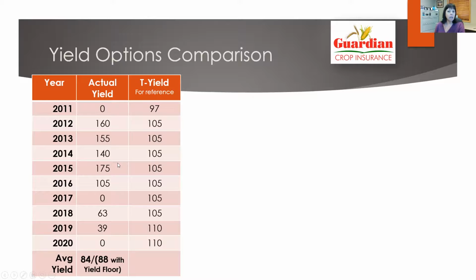Now, without any extra options, you'll see that you would have the yield floor apply. The yield floor, if you remember, is 80% times the current county yield, which was 110. So 80% times 110 is 88. So in this case, you would have a yield floor, an approved yield of 88 bushels per acre.